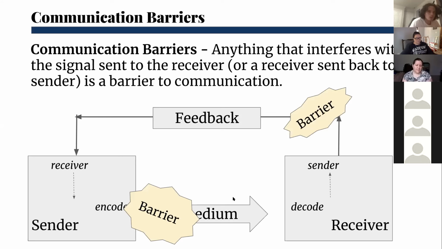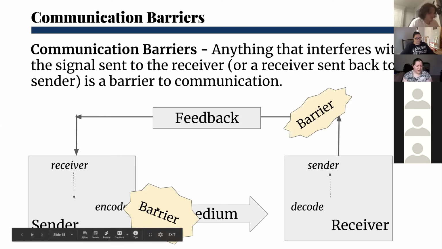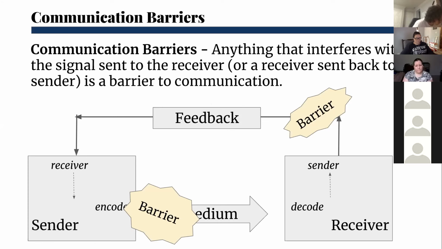So the two places that we see the errors in communication, or the communication barriers, are usually between the sender and something dealing with the message and how it's being sent, or from the receiver and how the receiver is conveying feedback back to the sender. So anything that interferes with how that signal is sent to the receiver, or the receiver sending the message back to the sender, is that barrier to communication.